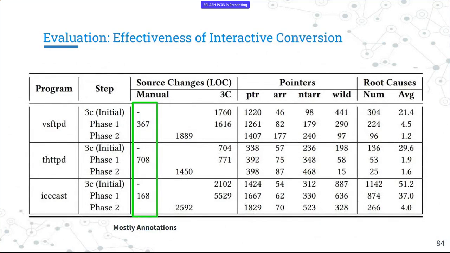And for the interactive conversion, we converted 3 programs in an interactive way, and we used a 3-phase approach. We did not have the complete interactivity implemented back then, so it was mostly manual runs. We ran once, we fixed the code, we ran again, and so on and so forth. Here, most of the manual changes were still annotations.